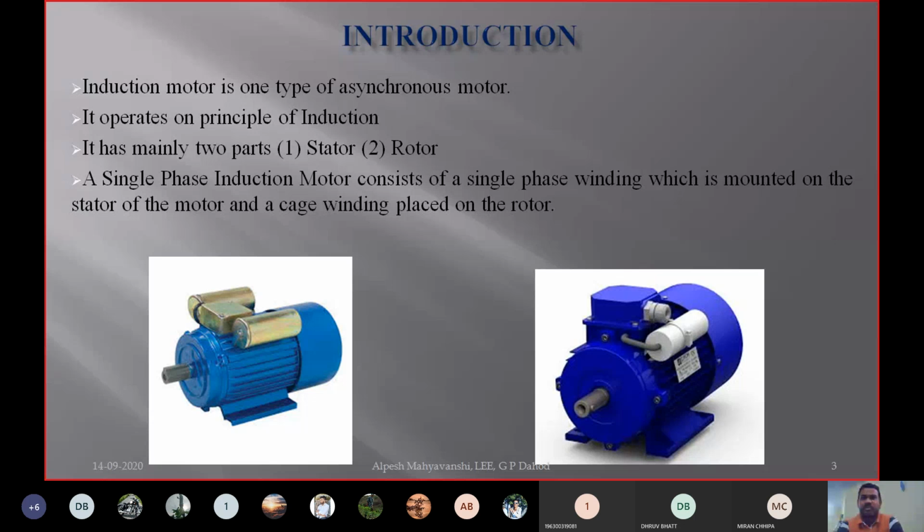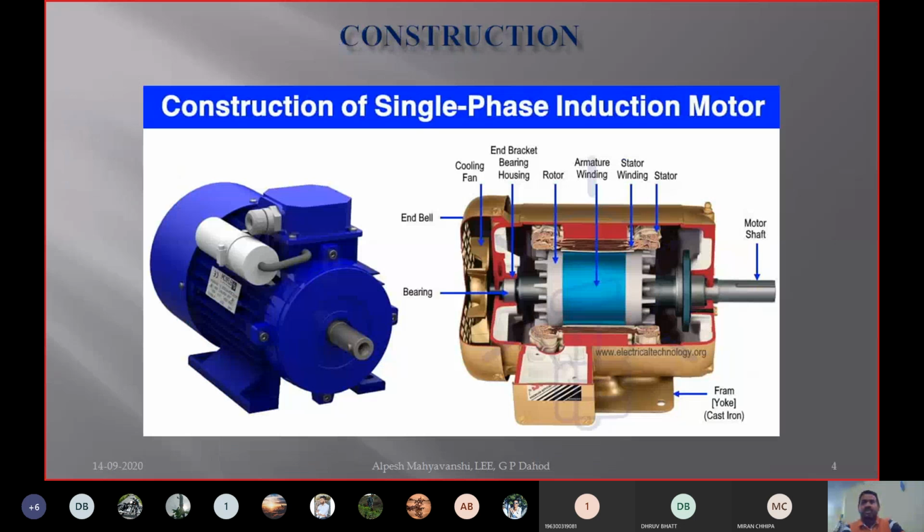Okay, so this is the construction image of the single phase induction motor. If we see each and every part of the single phase induction motor, then here is the shaft of single phase induction motor. This portion, the outer body portion, is known as the frame or yoke, which consists of cast iron material. This is the outer body of the single phase induction motor, and it is known as the frame or yoke, and it consists of cast iron material.